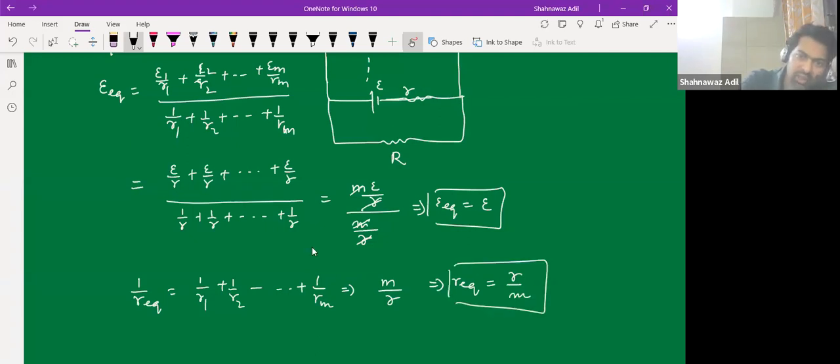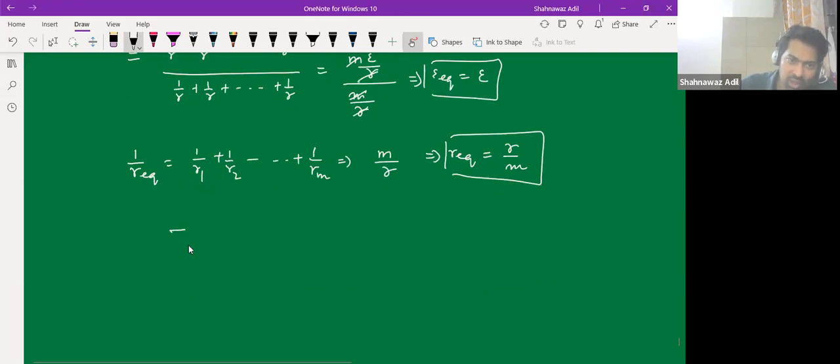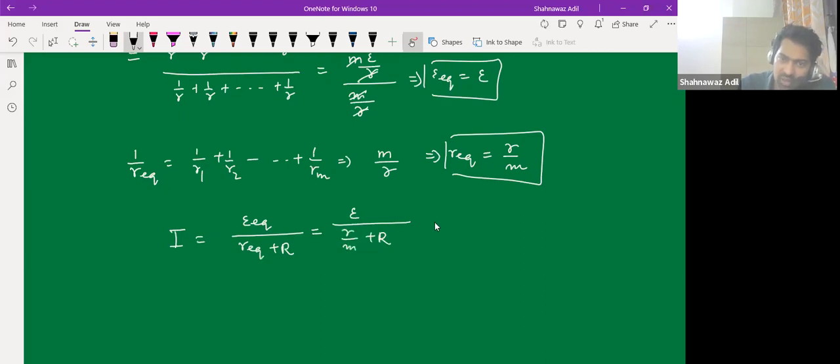So your current would be how much? Current is E equivalent by R equivalent plus R. So that is E divided by R by M plus R. So that would be equal to E by R plus MR divided by M. So that is ME by R plus MR. So that is the current for the case of parallel combination.